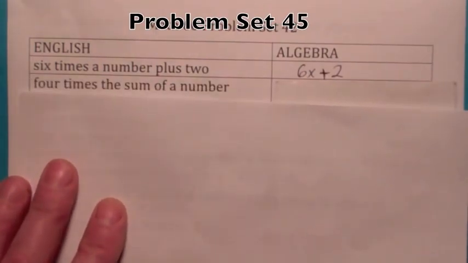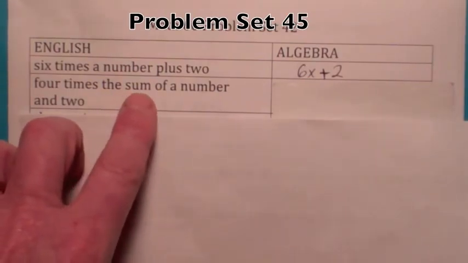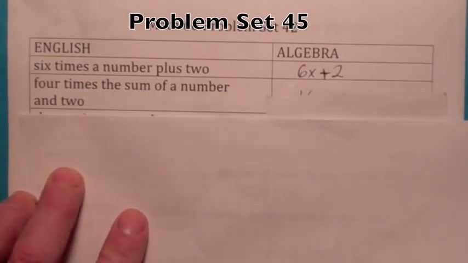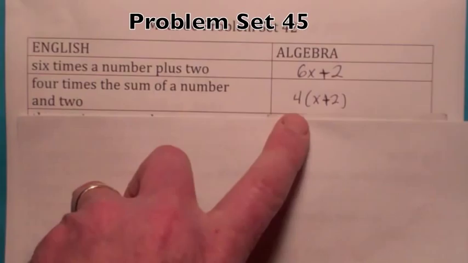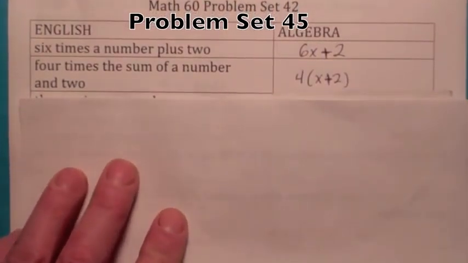Let's try another one. 4 times the sum of a number and 2. Now when you see the sum of, those words, think of it as the quantity. You're actually multiplying the whole quantity of the number plus 2. So there's parentheses here. 4 times the sum of a number plus 2. Once you think you got it translated, read it back and see if it makes sense.